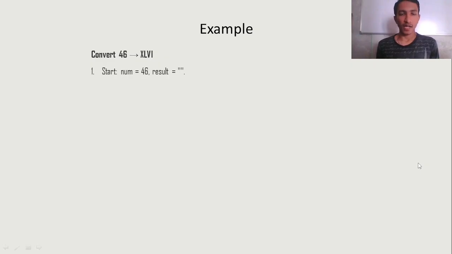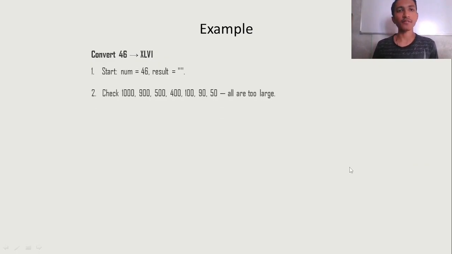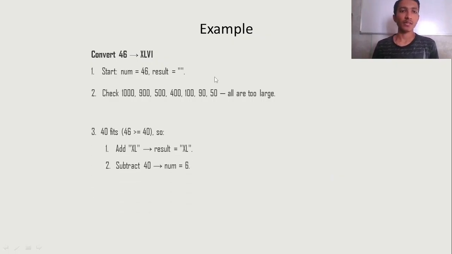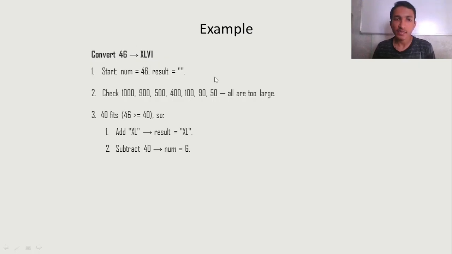Starting, our number is 46 and result is an empty string. We will check each number, that is 1000, 900, 500, 400. All are too large. Now 40 fits. So 46 is greater than or equal to 40. So add XL. Result is equal to XL. Subtract 40. Now our number became 6.